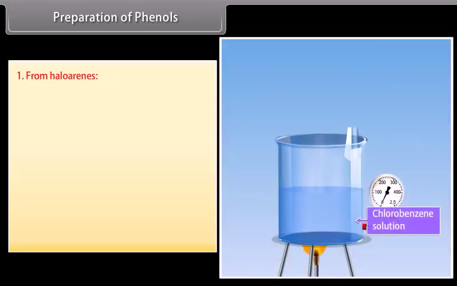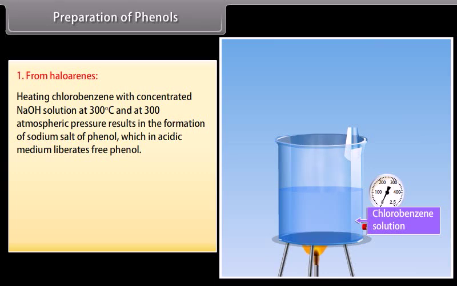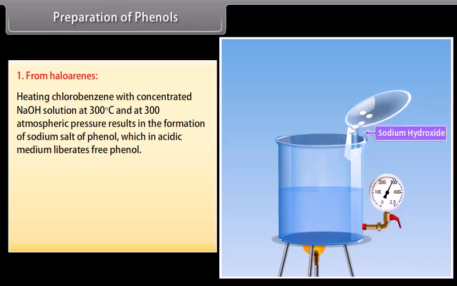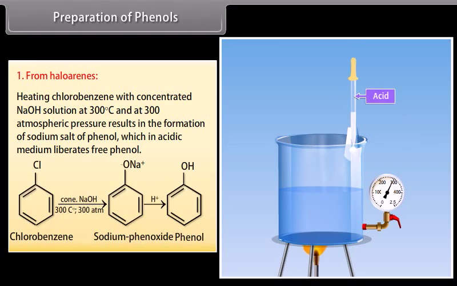Preparation of phenols from haloarenes. Heating chlorobenzene with concentrated sodium hydroxide solution at 300 degrees Celsius and 300 atmospheric pressure results in the formation of sodium salt of phenol, which in acidic medium liberates free phenol. Concentrated NaOH reacts with chlorobenzene at 300 degrees Celsius and 300 atmospheric pressure to form sodium phenoxide, and then with an acidic medium, it gives phenol.